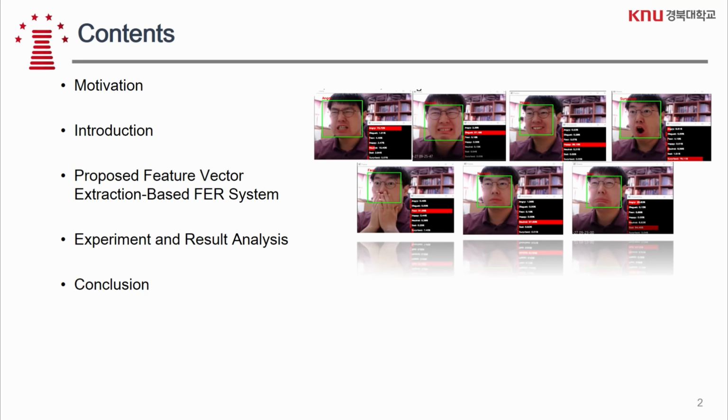So during the presentation, first I discuss the motivation of this research and why we need facial emotion recognition and the application of facial emotion recognition, followed by a small introduction about this research area and the necessity of this research area. And in this paper we proposed a feature vector extraction based FER system, and after that we analyzed the result and did some experiments, and we compare our proposed system with one conventional approach. Finally I conclude my words.